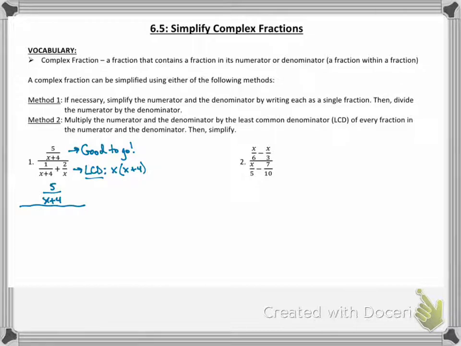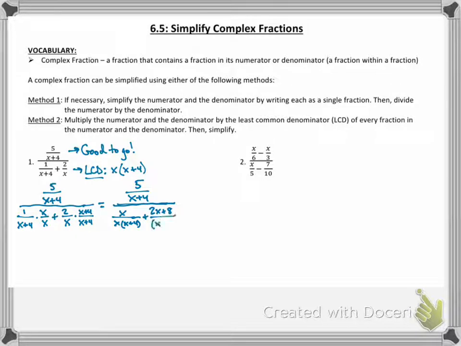Well, in order to have the LCD match, I need another x. So I'm going to have 1 over x plus 4 times x over x, plus 2 over x times the x plus 4 that it's missing. So once I do that, again, in my top, nothing to do there. In my bottom, in the first clump, I'm going to have x over x times x plus 4, plus 2x plus 8 over x times x plus 4.